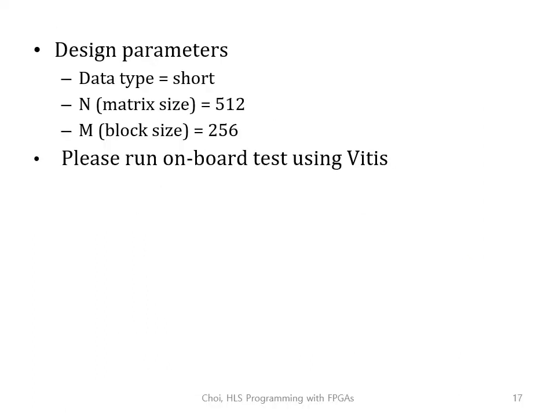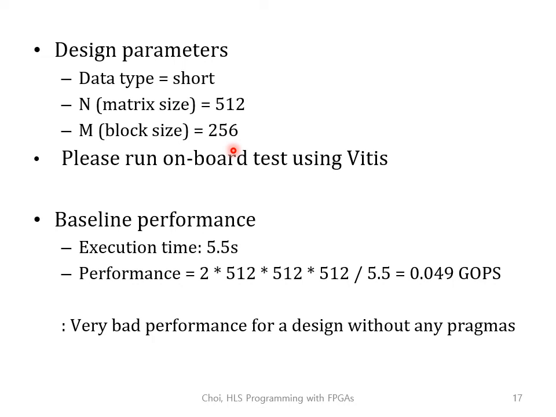Now we have all the code. We're going to synthesize the design and run it on board. We're going to set the data type to short, matrix size to 512, block size to 256, and it's going to take a couple hours to generate the bitstream. Let me share the execution time on F1. It's 5.5 seconds. Based on this number, we can compute the performance in gigaops using the method that we learned in the last lecture. It's a short operation, so we can't really say flops. We have to go with the gigaops.